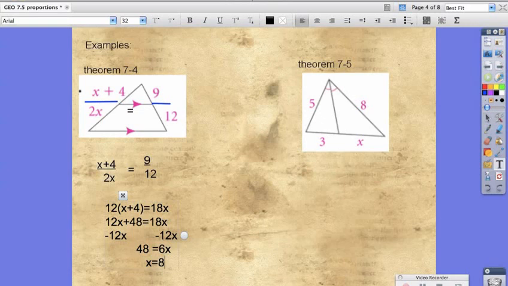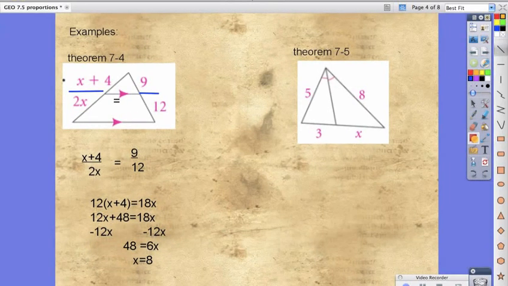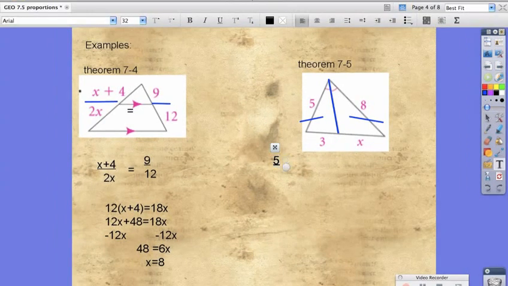The second example is based off of Theorem 7.5. Now notice how this line segment in blue bisects that angle. So all we really need to do here is set up the proportions, which is fairly similar. We say this is equal to this and put the equal sign in between. So 5/3 equals 8 divided by x. We get 5x equals 24. X equals 24/5.